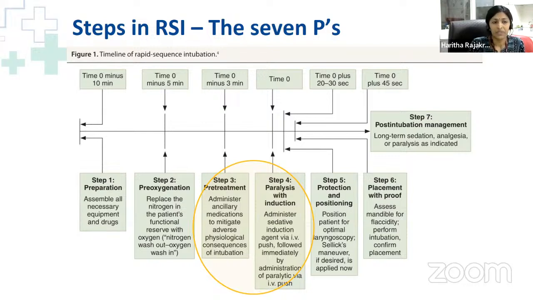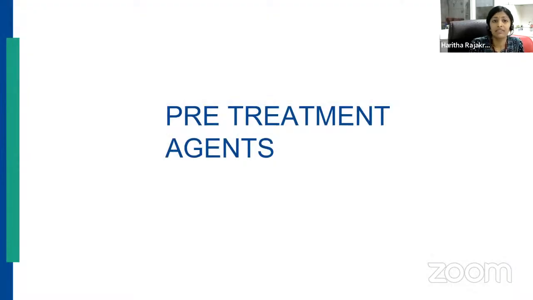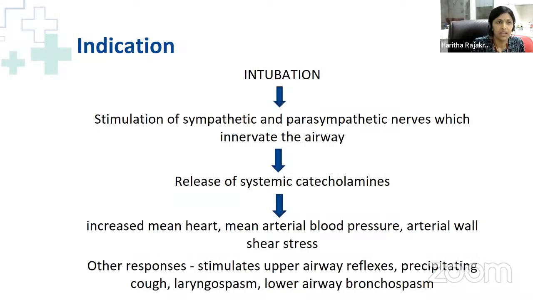So once the patient is prepared, once all the equipment is prepared, and once the patient is appropriately oxygenated, the next step is the administration of pre-treatment agents. After that, it will be followed by induction agents and then paralytic agents. That's what I'll be focusing on in my coming slides. So first and foremost are the pre-treatment agents. Now, why do we need to administer pre-treatment agents, and what is the indication for it?